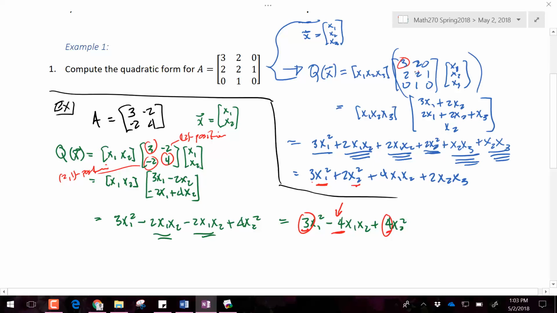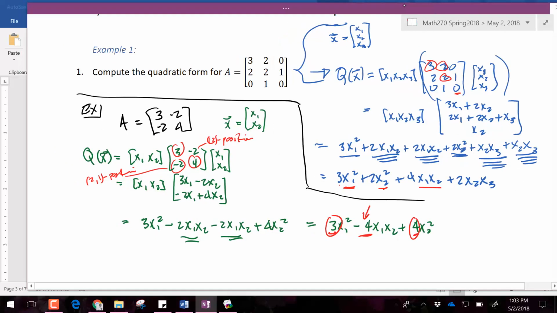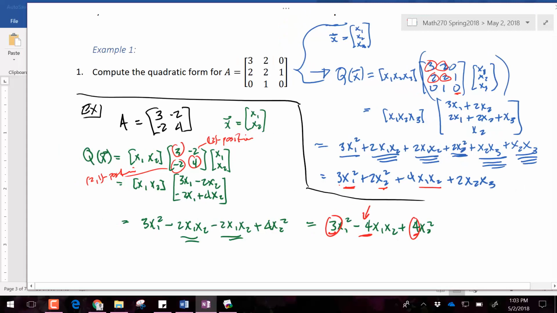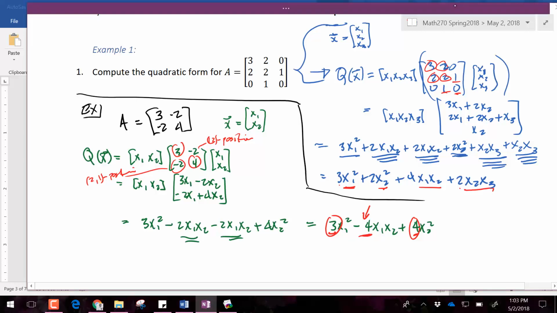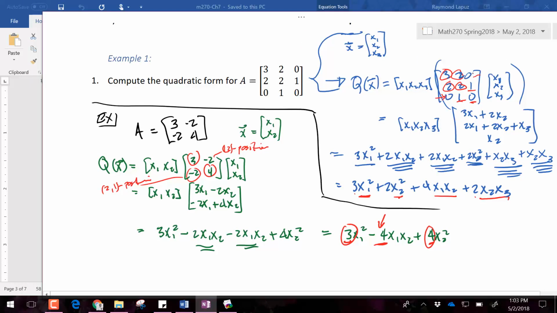Our 2, 2 position is 2. And then we have a 0 times x3 squared here, and that's the third diagonal. And then now you have x1, x2. So the 1, 2 position and the 2, 1 position add up to that positive 4. And then the 2, 3 and the 3, 2 position add up to this positive 2. And then had we had a 1, 3 position, we can see that in these places.